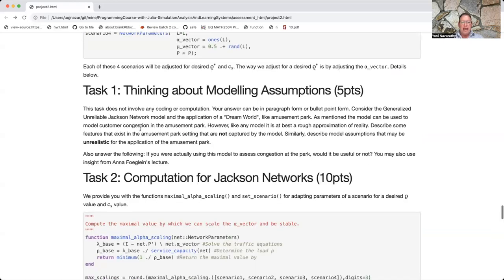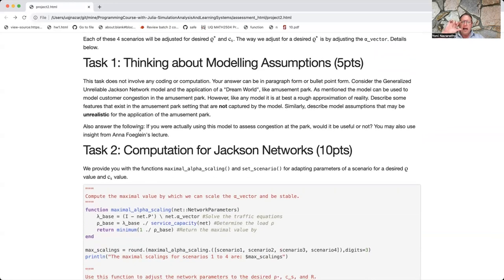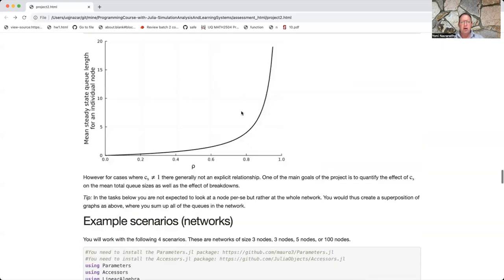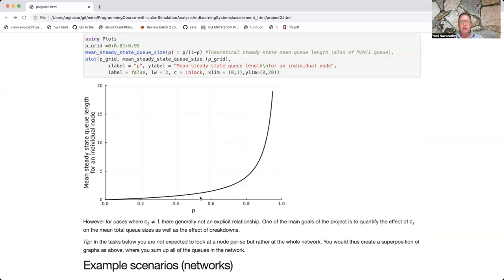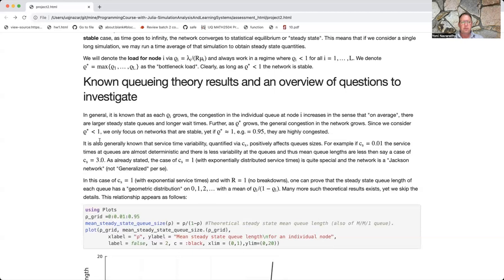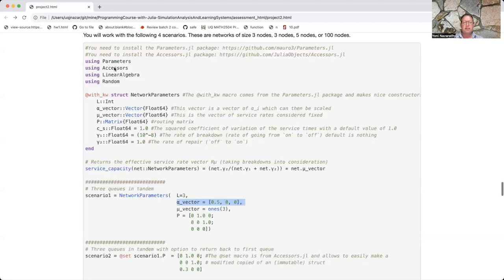Okay. And they actually adjust the arrival rate such that the load on the network, the rho star, where is the load? This rho star is exactly as you would like, all right? And let's see this in action.